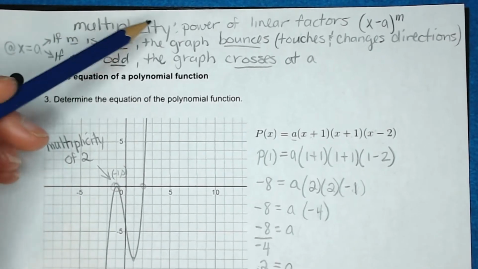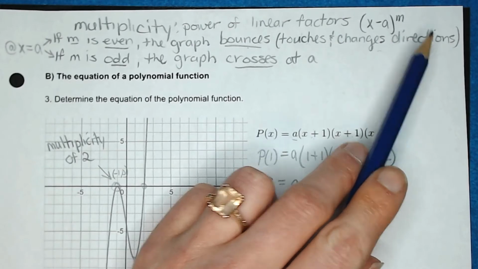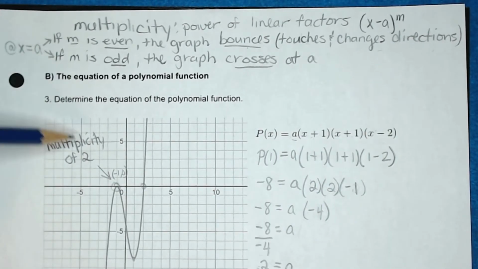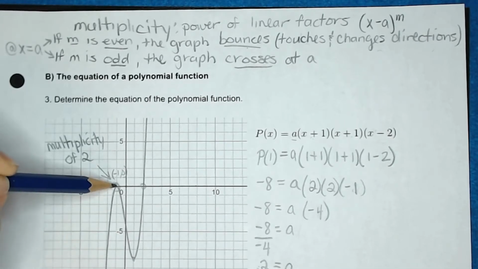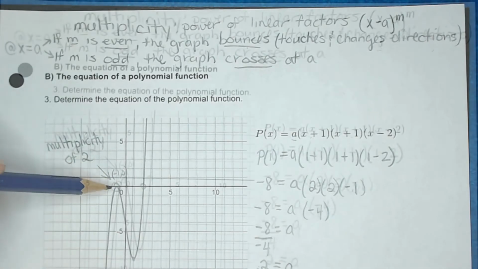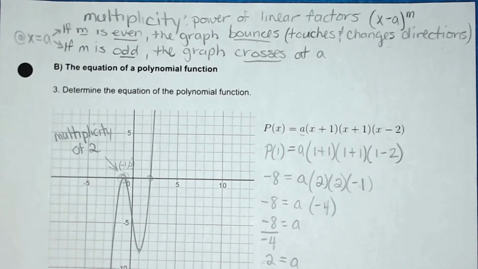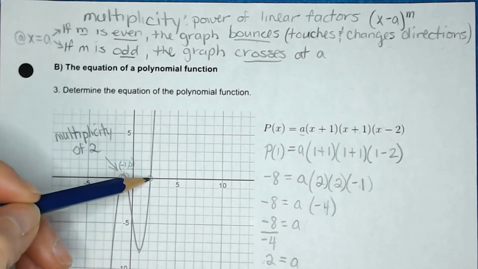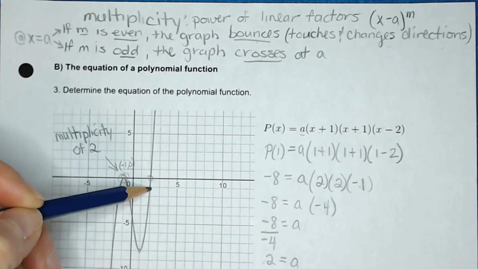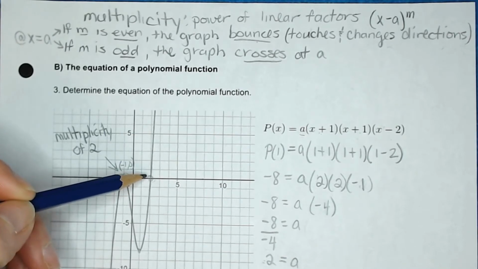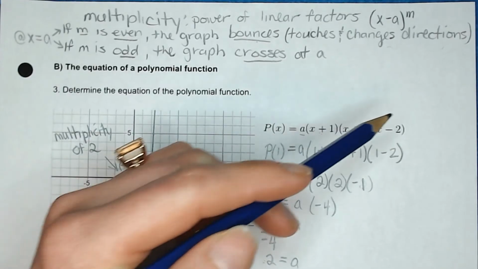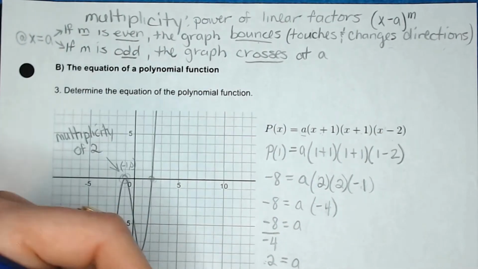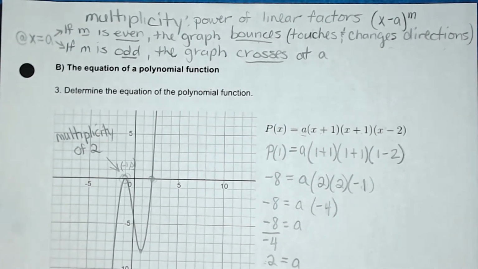If m is even, the graph bounces, touches, and changes directions at x equals a. So here it comes up to the graph and then changes directions and goes down, but it does not cross the x-intercept. In that circumstance, we have a multiplicity of 2. For this one, the graph goes straight through the point and continues on across the x-axis. So here is our other 0, x minus 2. And then you just follow the steps that we talked about before to solve for the problem.